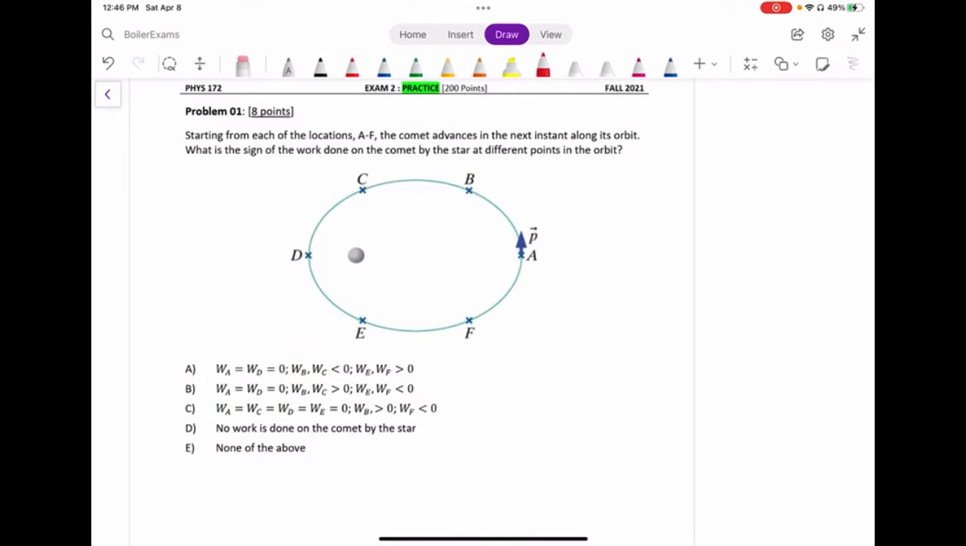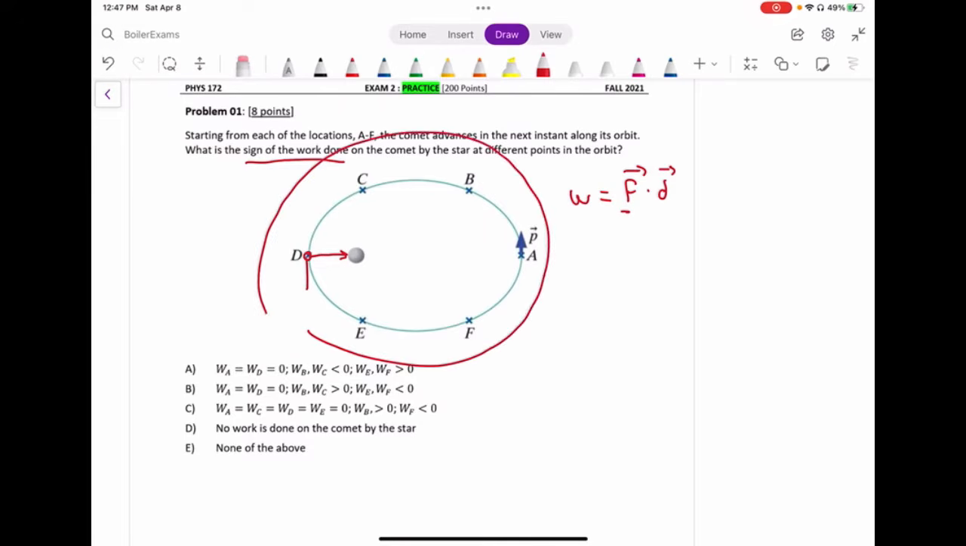All right, problem one. So we are looking for the sign of work on the comet by the star at different locations. So we know work is the dot product of the force vector and the displacement vector. So let's take a look at some different spots. At point D here, what is the force vector going to look like? We know gravity pulls in a straight line, so that's going to be our force vector. And then our displacement vector is going in a direction around in the orbit like that. So it's going to look something like that.